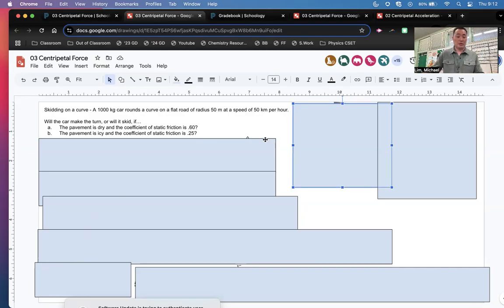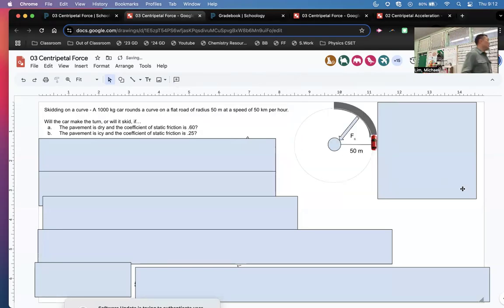Will the car make the turn or will it skid? The pavement is dry and the coefficient of static friction is 0.6. Or when the pavement is icy and the coefficient of static friction is 0.25. Remember, the higher the number, the more friction there is. Better for car tires, right? So let's draw a picture of our car and its path.